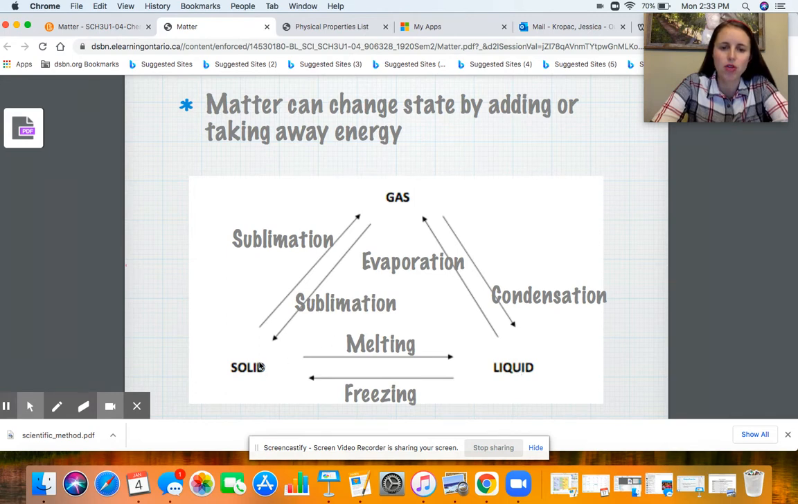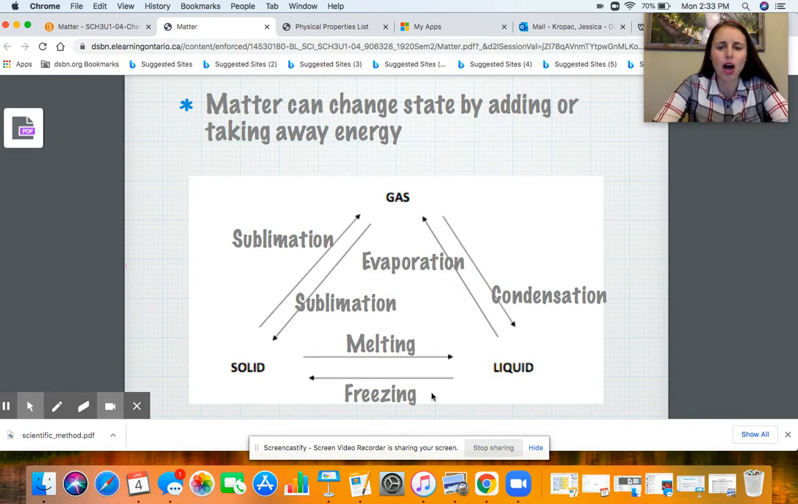So in order to go from a solid to a liquid, I'm going to have to add energy, and going from a solid to a liquid is called melting. The easiest way to think about this is solid water. I have solid water, ice, and I want to turn it into liquid water. What am I going to do? I'm going to melt it. How do I melt it? I add heat, I add energy.